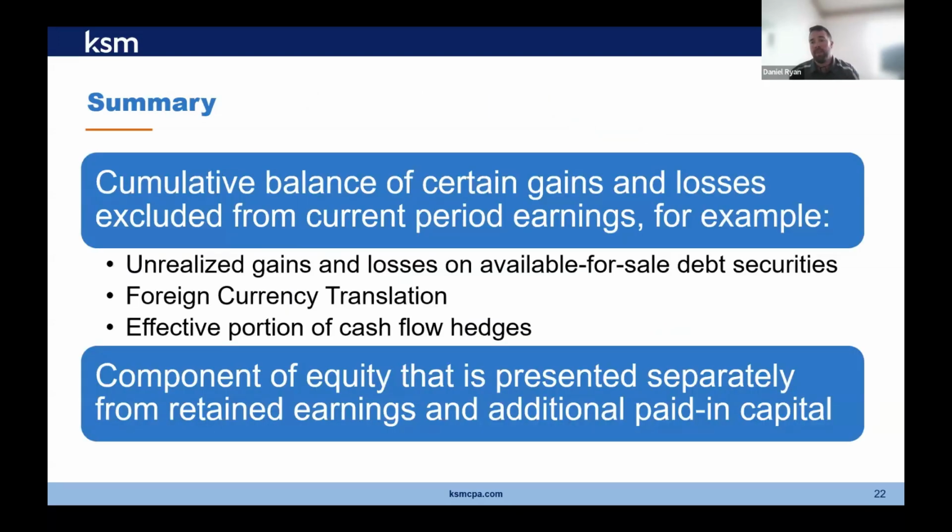In summary here, AOCI is this other area within our financial statements, as required by GAAP, to report the gains and losses of these specialized items, some of which we've walked through today. Some of those items get reclassed into earnings once they're realized, but overall, this is simply a slightly more detailed set of disclosures for these certain items that flow through our statement of equity and statement of income.